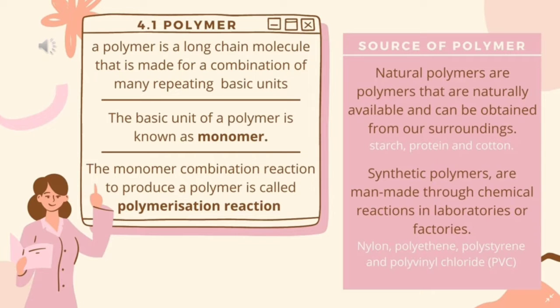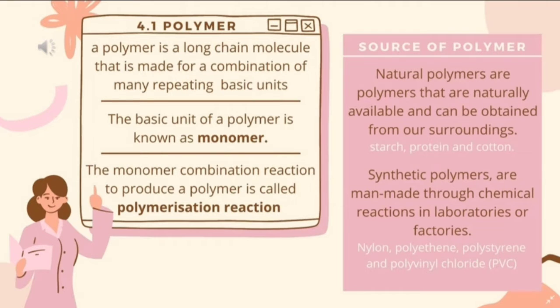What is polymer? Polymer is a long chain molecule that is made from a combination of many repeating basic units. The basic unit of a polymer is known as monomer. The monomer combination reaction to produce a polymer is called polymerization reaction. So the conclusion is that many monomers will combine to form a polymer, and the reaction is called polymerization reaction.